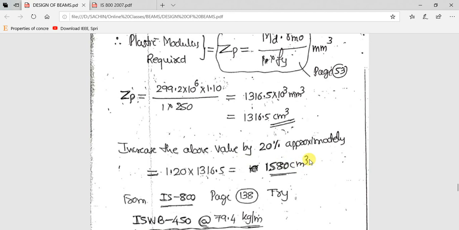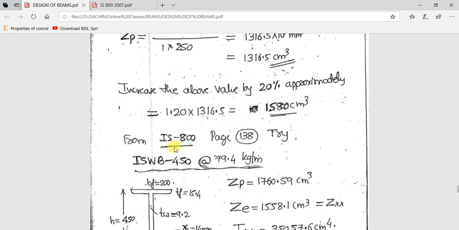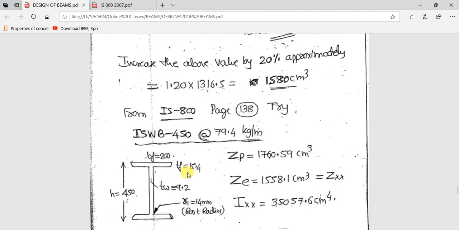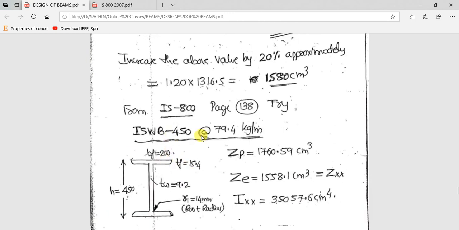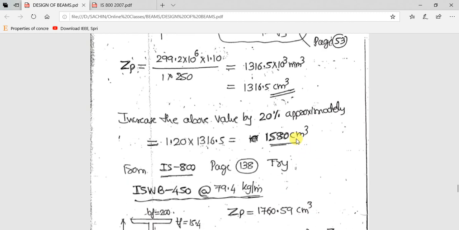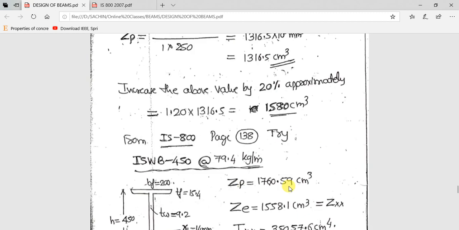So now you have to use the steel table instead of getting the section from area. We calculate ZP here. So with respect to that value of ZP, we will be choosing the section from steel table. So I have chosen ISWB 450 at 79.4 kg per meter. All these properties are obtained from the steel table for ISWB 450. For this particular section, ZP will be 1760.59 centimeter cube. See, the required was this much, the provided is this much, so it is safe.